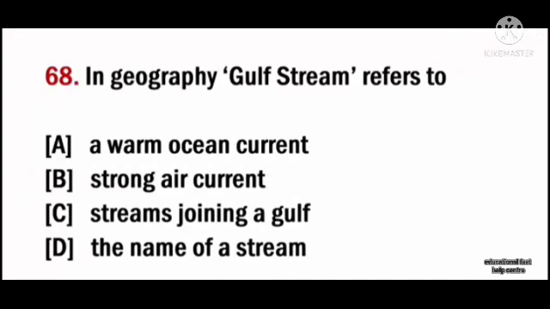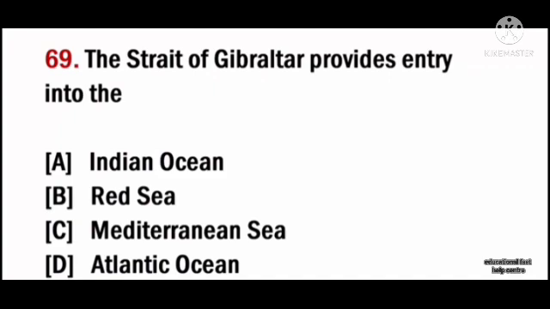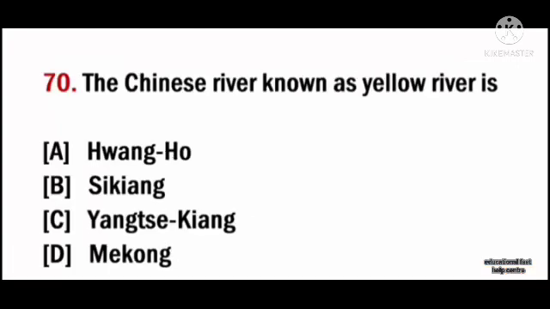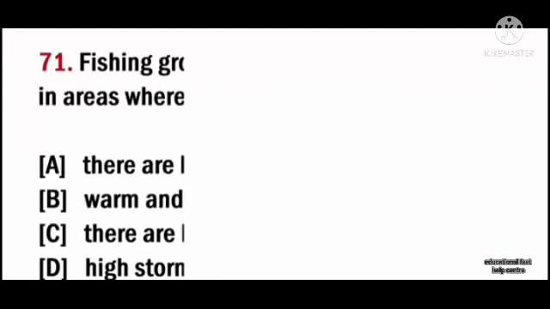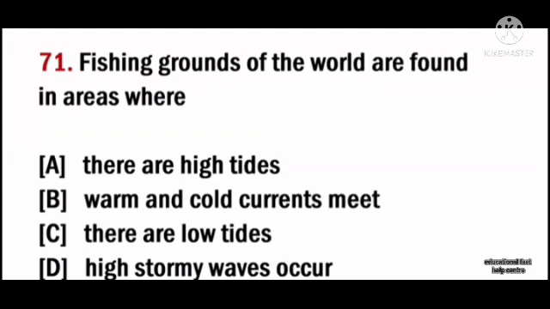In geography, Gulf Stream refers to? Answer A, warm ocean current. The Strait of Gibraltar provides entry into the? Answer D, Atlantic Ocean. The Chinese river known as Yellow River is? Answer A, Huang Ho. Fishing grounds of the world are found in the areas where? Answer B, warm and cold currents meet.